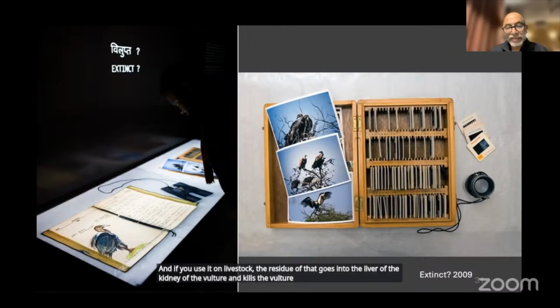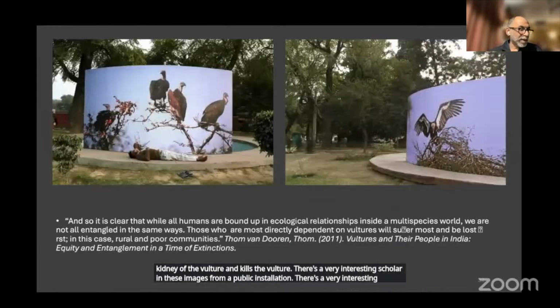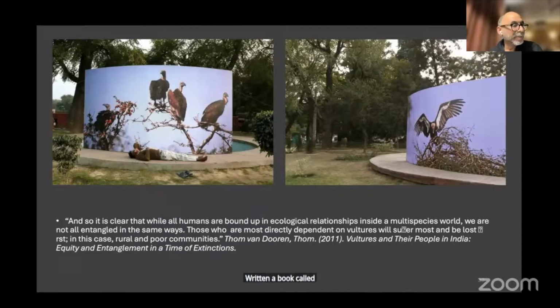These are images from a public installation. There's a very interesting scholar who has written a book called Flightways. The scholar's name is Professor Thom van Dooren. He talks about extinction.